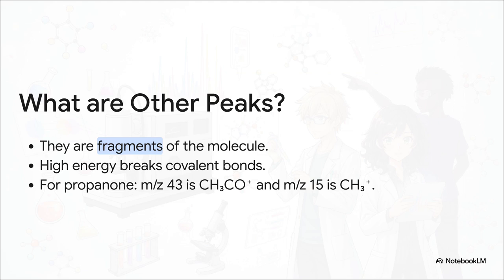So if that last peak is the whole molecule, what on earth are all the other ones? Well, they're fragments. The spectrometer is a pretty violent place. It smashes molecules apart, breaking their bonds. These smaller, charged pieces also get detected, and they create that unique fingerprint we talked about. For propanone, you'd see a big peak at 43. That's probably a CH3CO fragment, and another at 15, which is just the little CH3 group. These fragments help us confirm the molecule's structure.